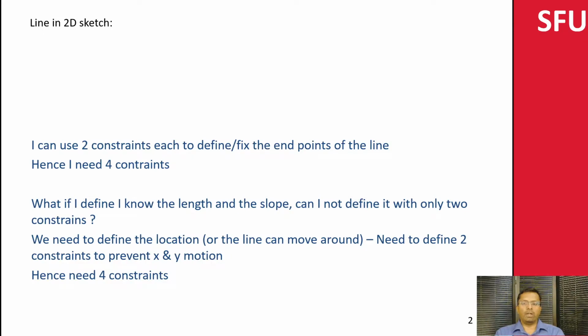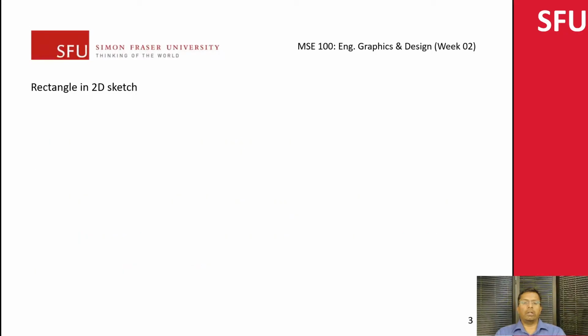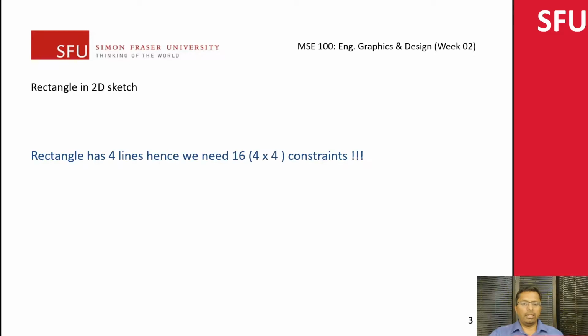So let's move further and see what happens if you're looking at a rectangle in a 2D sketch. The question then becomes, if I have a rectangle in a 2D sketch, how many constraints would I need to fully constrain the sketch? If I have a rectangle, I basically need four lines to make the rectangle, right? And if you remember, each line would probably need four constraints. So that basically means, do I need 16 constraints? This seems like too many, right?